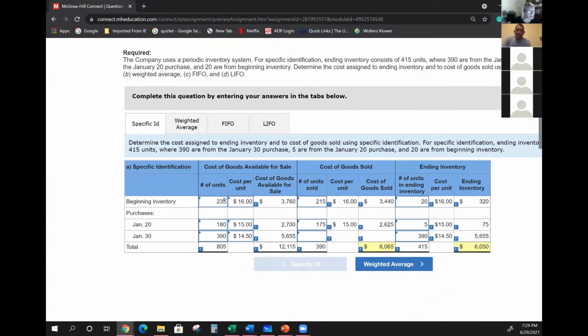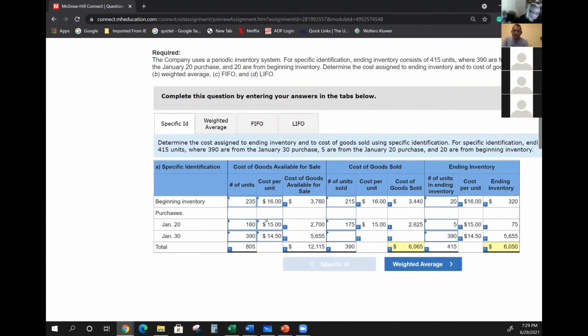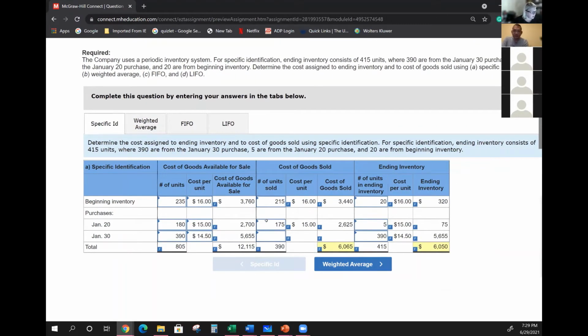Okay, so I'm just filling in the boxes. I don't know if it's going to let me write. Let me see. No, it won't let me write on the screen. Sometimes some of the software will let me write, but this one won't. Okay, so we're looking at beginning inventory, 235, 16, and there's my cost.